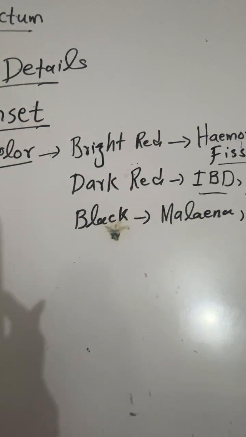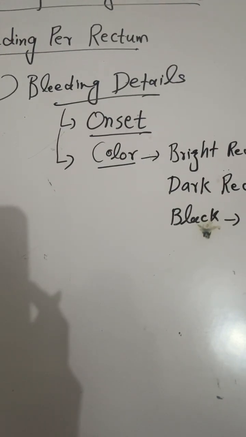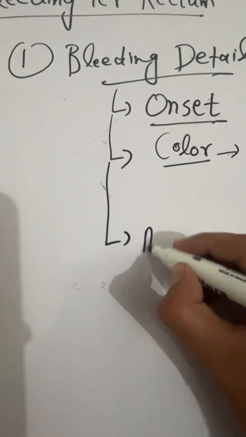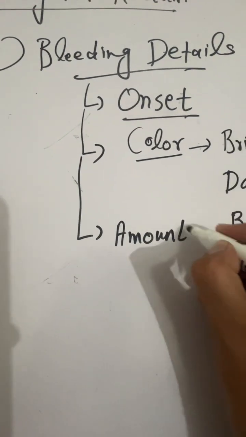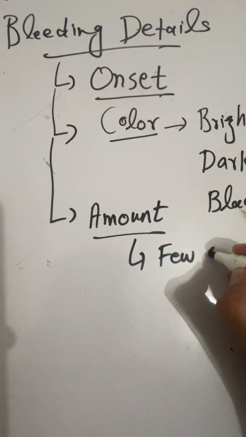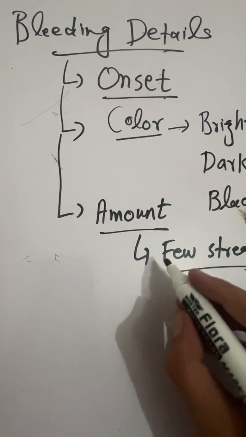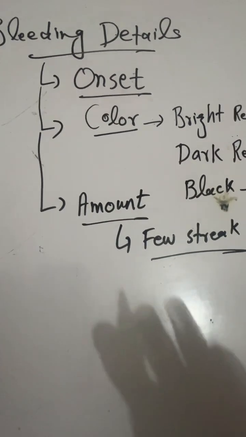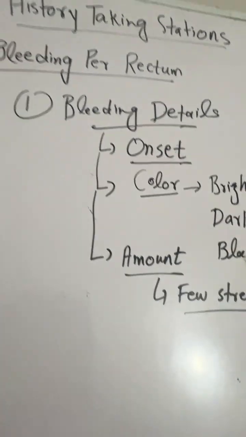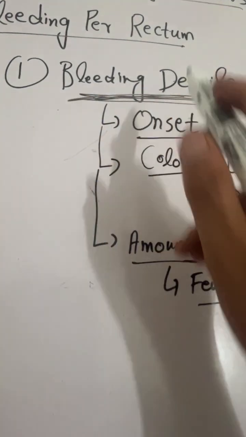Okay, so the second question to be asked is about the color of the stool. Then we will also ask about the amount of bleeding, how much blood there is. Is it a few streaks, or is it large enough to color the water? So in the bleeding per rectum history, we will first inquire about the bleeding details.